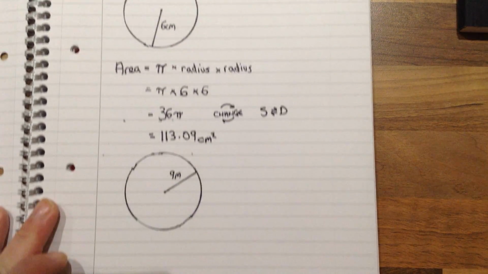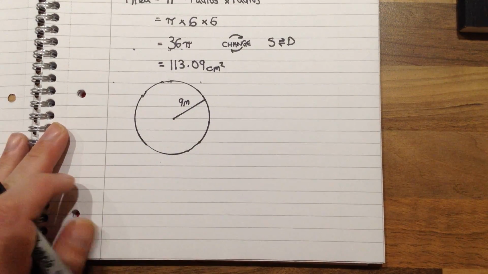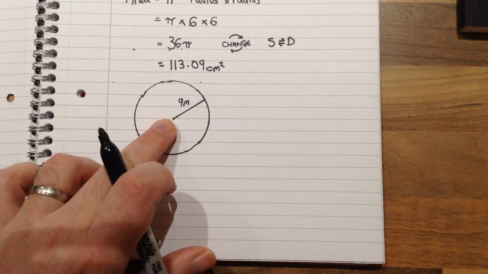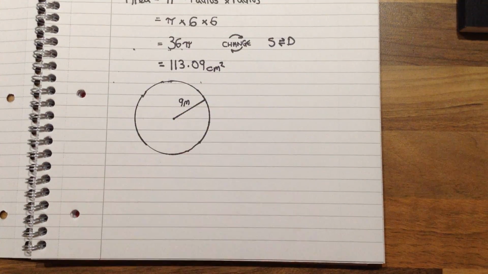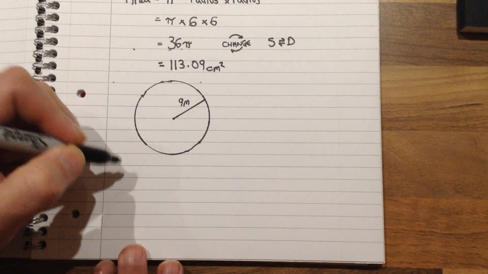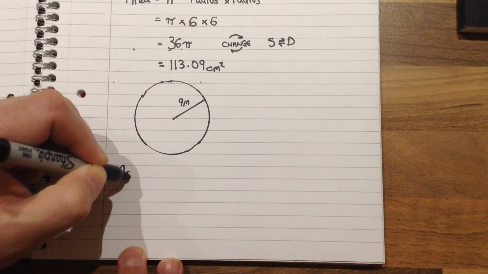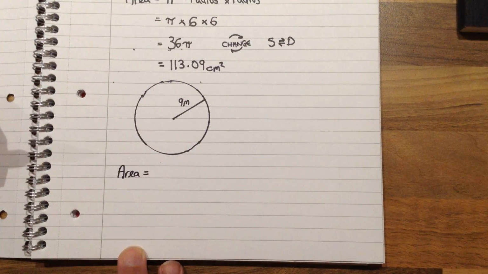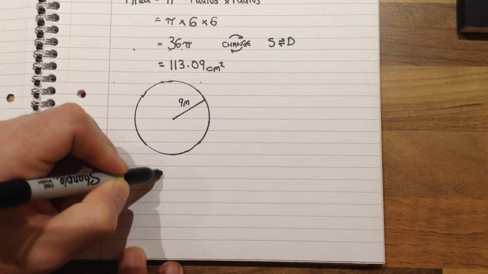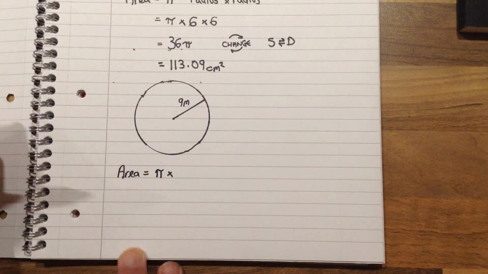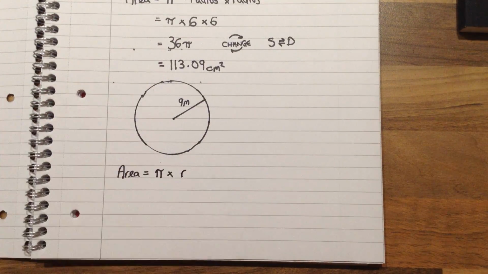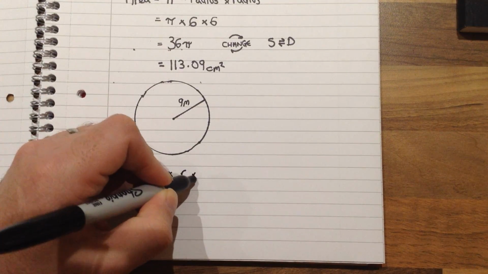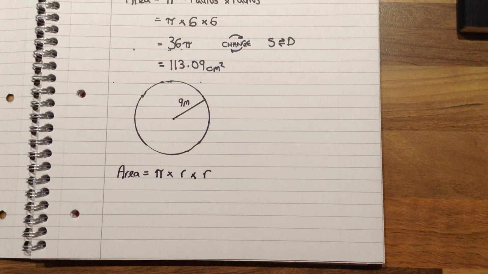I've got a second example of the exact same thing here. So for this one, if you notice, the radius, this line that goes from the centre to the edge, is now going in a different direction. That makes no difference with what work we do. So I start off by writing down the formula again, and that's equal to pi times, and if you want to shorten it down, instead of having to say radius, we could use the letter r, times by r again.